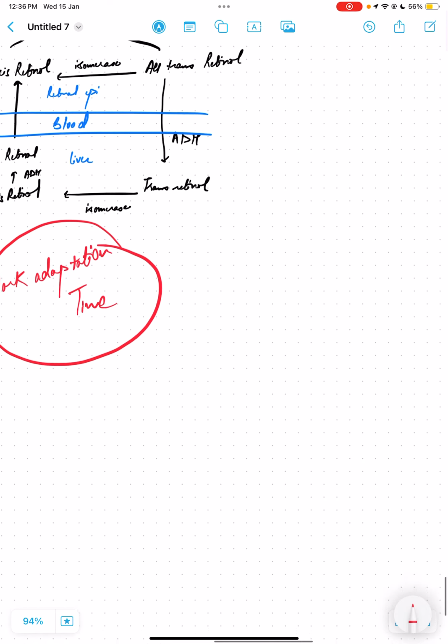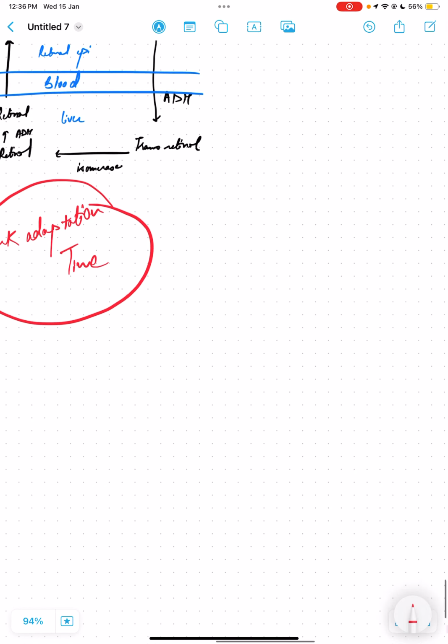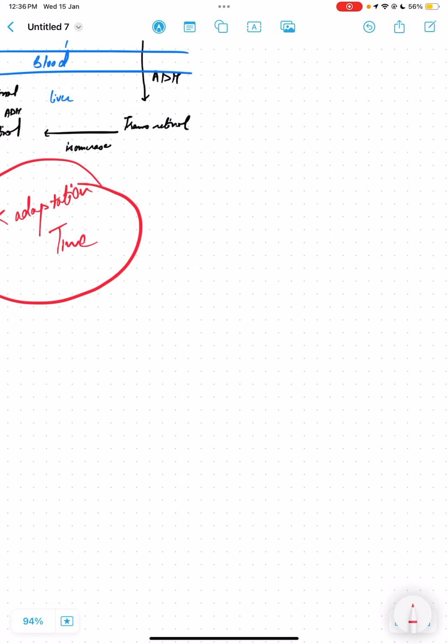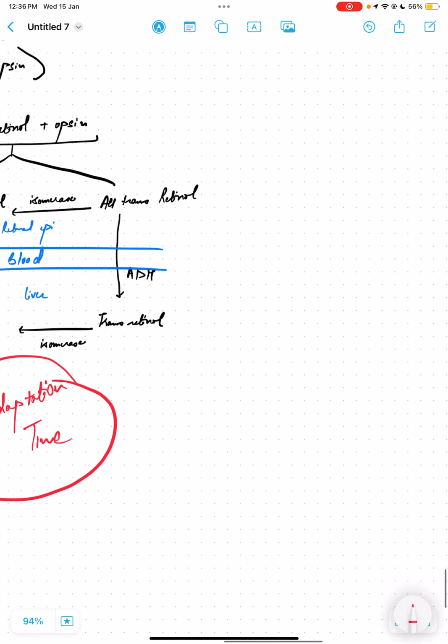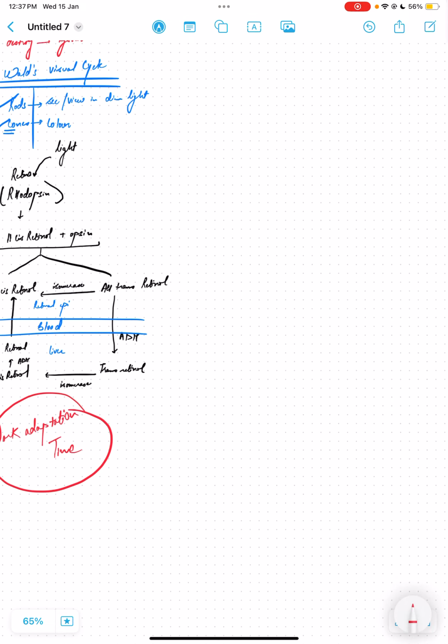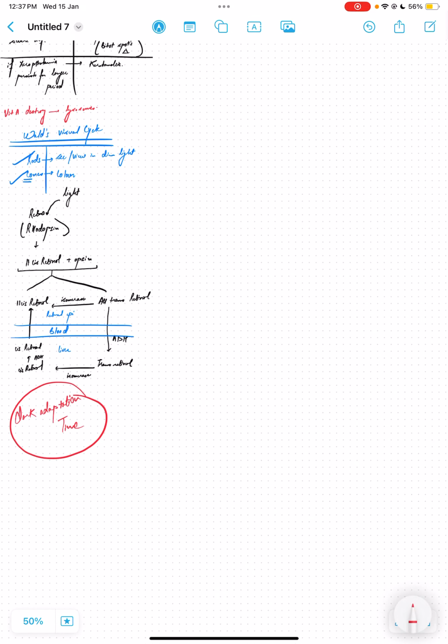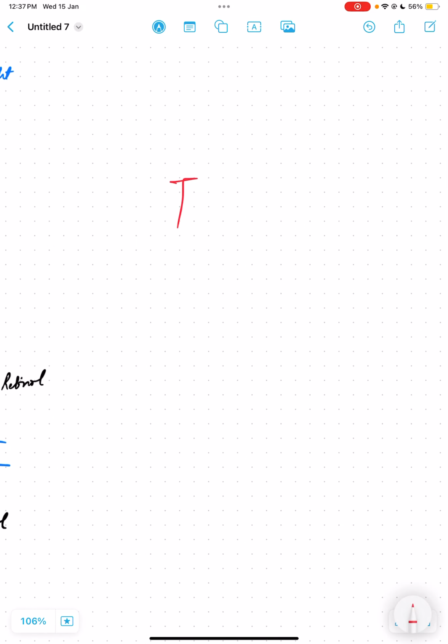There are some conditions, so you should remember the terms associated with vitamin A. It can be Bitot spot, xerophthalmia, conjunctival xerosis, night blindness, or vascularization of the cornea. So what happens when there will be toxicity of vitamin A? Let me write down here.